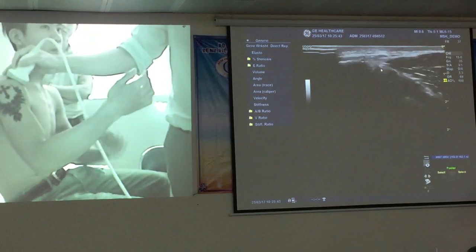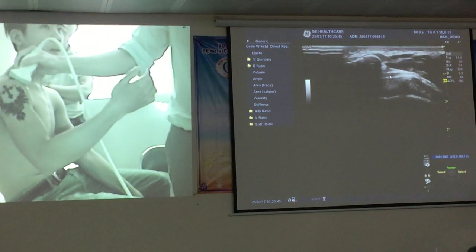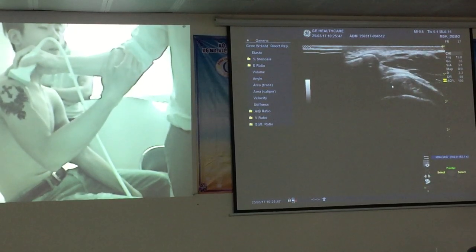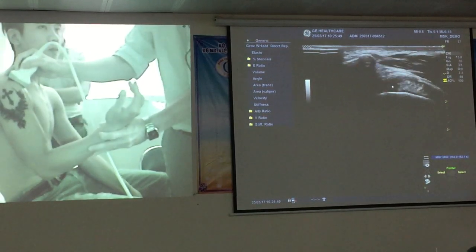This is the acromion. So this is the bursa. This is the tendon.